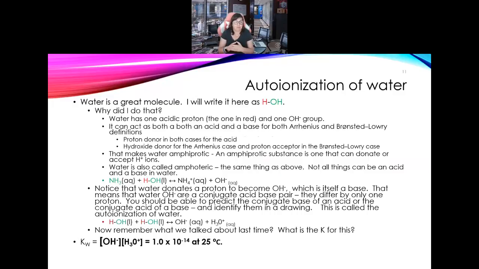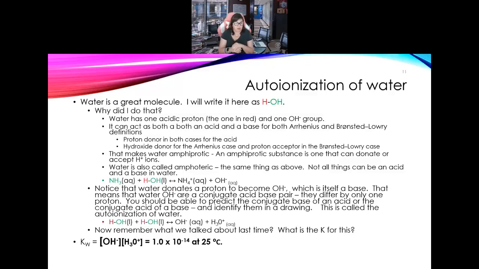That makes water amphoteric. An amphoteric substance is one that can donate or accept H+ ions. It can be either an acid or base. It's also amphiprotic, meaning it can donate or accept. So both of those are terms that you will hear used with that.